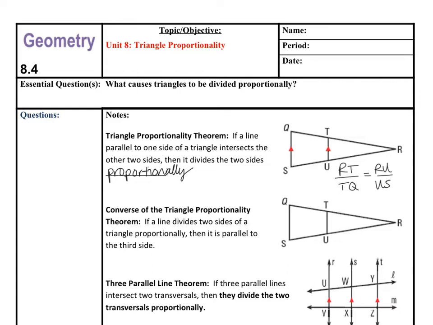So, for example, if RT is 7 and TQ is 3.5, then the other side lengths would have to be proportional as well. So that would be 5 and 2.5, because they would have to have the same proportionality, the same ratios. 7 divided by 3.5 is 2, 5 divided by 2.5 is 2. So now, since we know that these side lengths are proportional, we can say that the two lines are parallel.